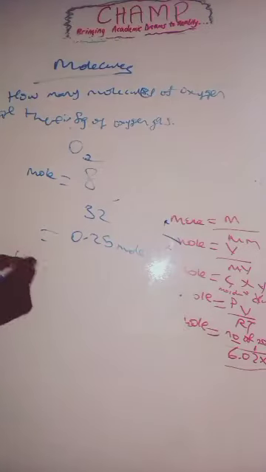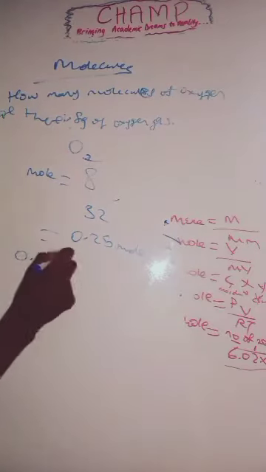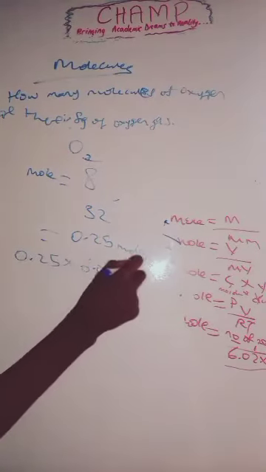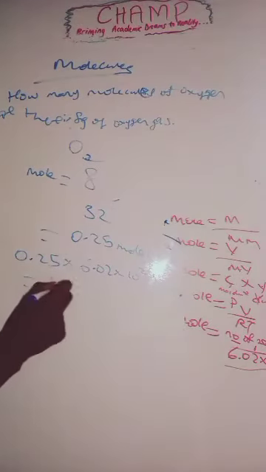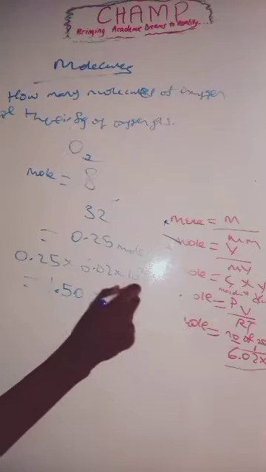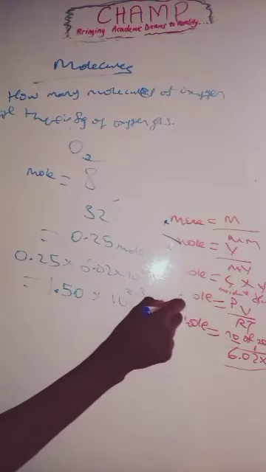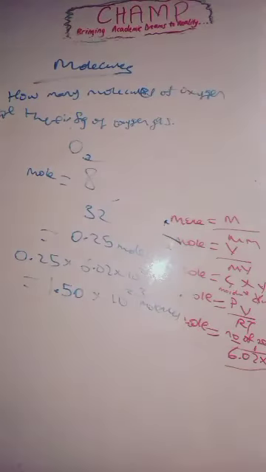So what should that be? 0.25 mole times 6.02 times 10 raised to the power 23. If you multiply it very well, you get 1.5 times 10 raised to the power 23 molecules. So it's as simple as that.